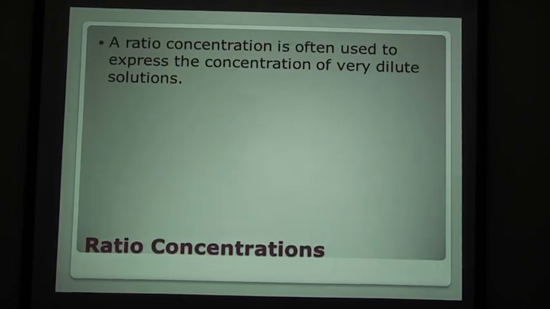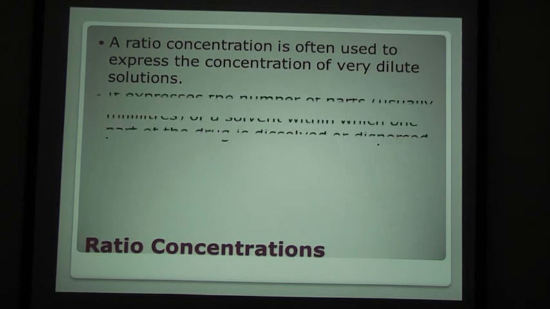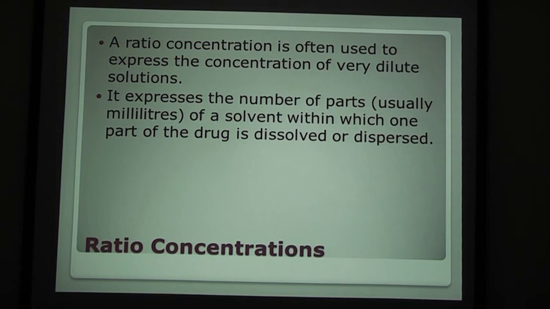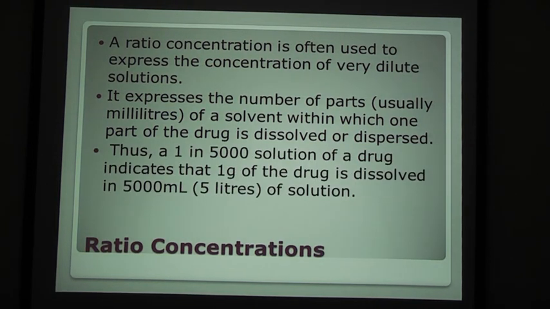A ratio concentration is often used to express the concentration of very dilute solutions. It expresses a number of parts, usually in milliliters, of a solvent within which one part of the drug is dissolved or dispersed. So for example, a 1 in 5,000 solution of a drug means that you've got 1 gram of the drug dissolved in 5,000 milliliters of the solution. Remember the grams and milliliters. So you've got 1 gram in 5,000 milliliters.